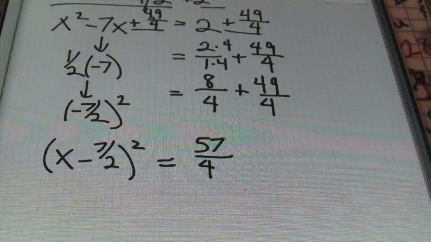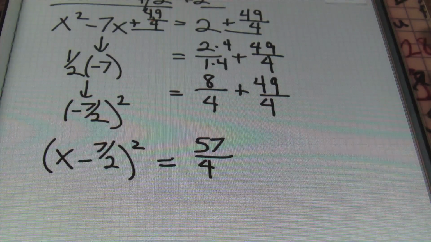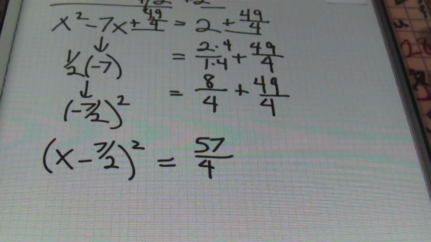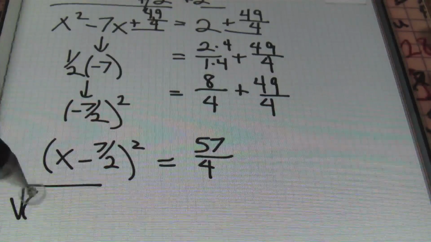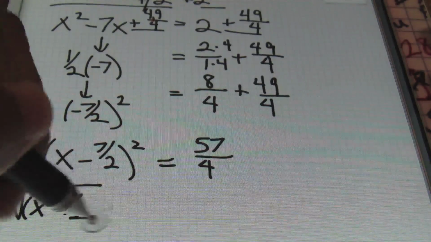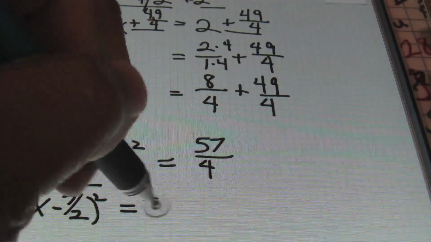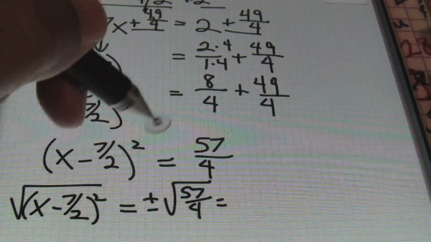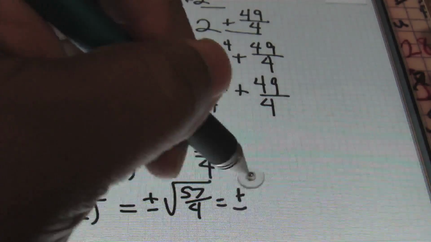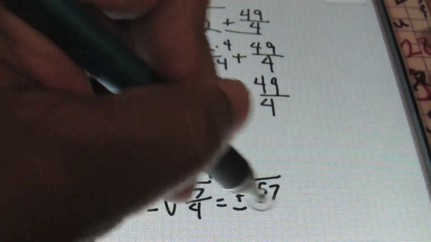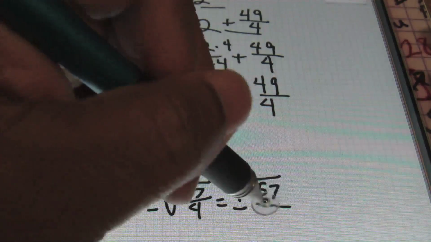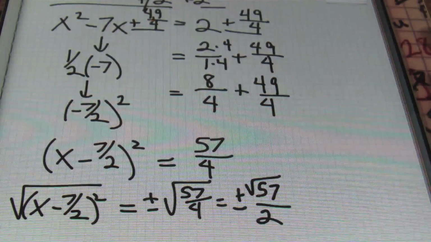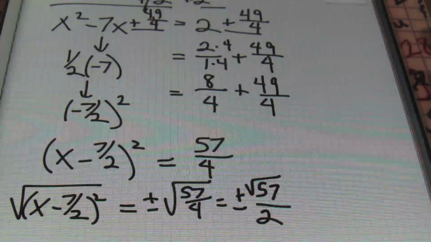Just like that. From there, I'm going to be using the square root property now. So I'm going to take the square root of both sides of the equal sign here, like so. This is going to be plus or minus the square root of 57 fourths, which, by the way, is the same thing as plus or minus the square root of 57 over the square root of 4, and the square root of 4, ladies and gentlemen, is just 2, right? So I can write it that way. Plus or minus the square root of 57 over 2.